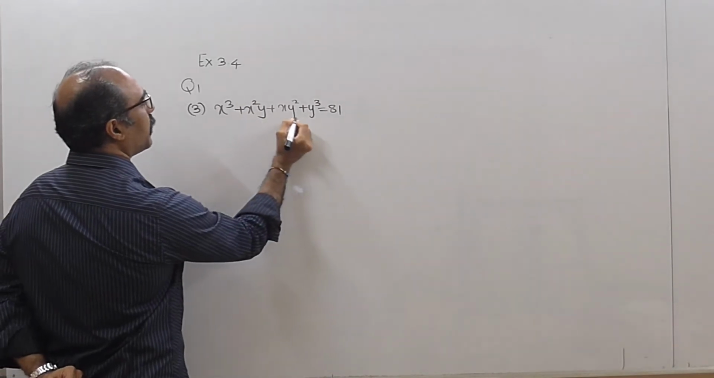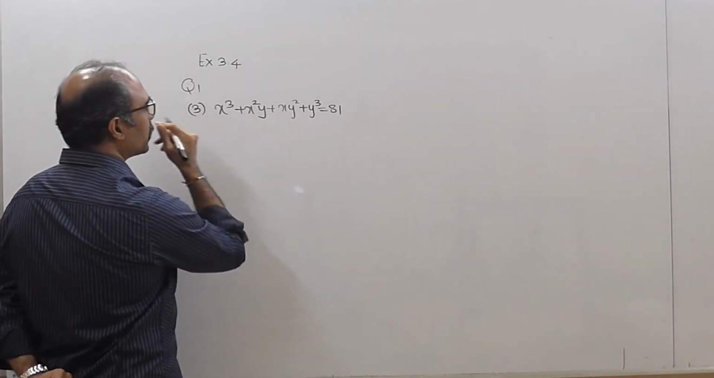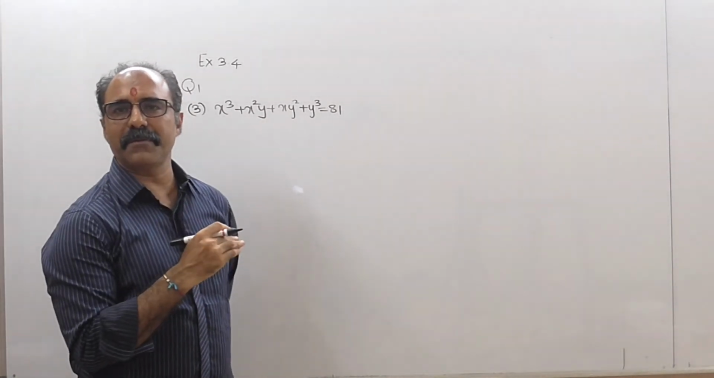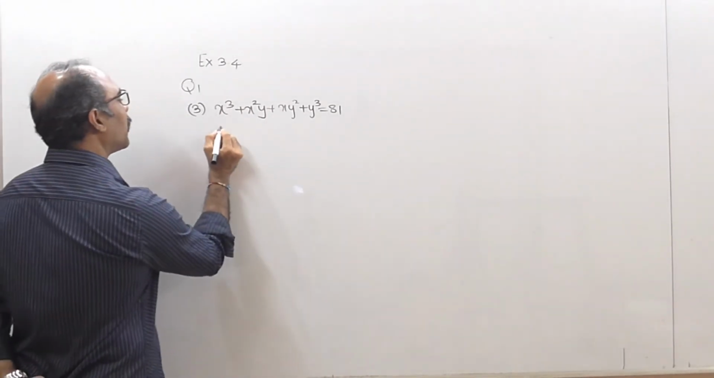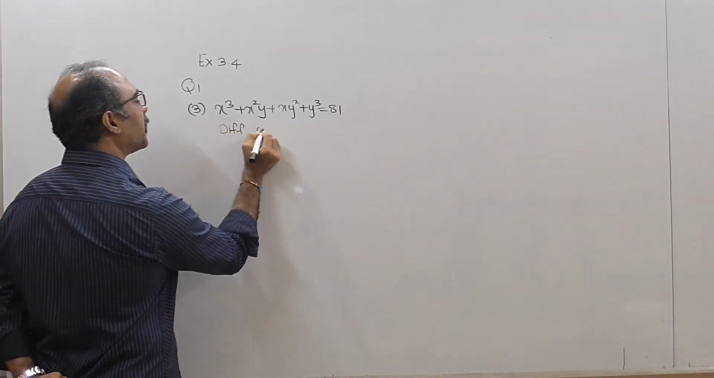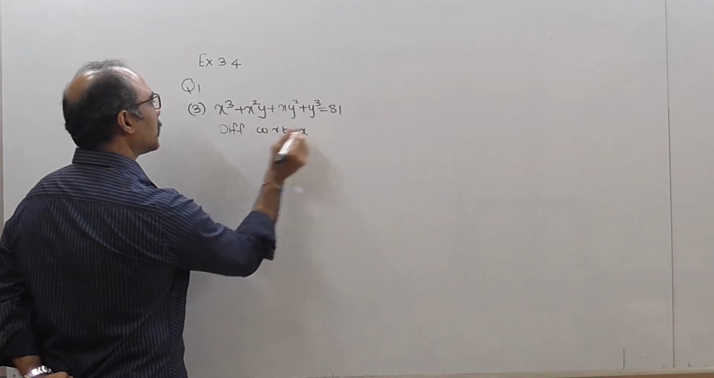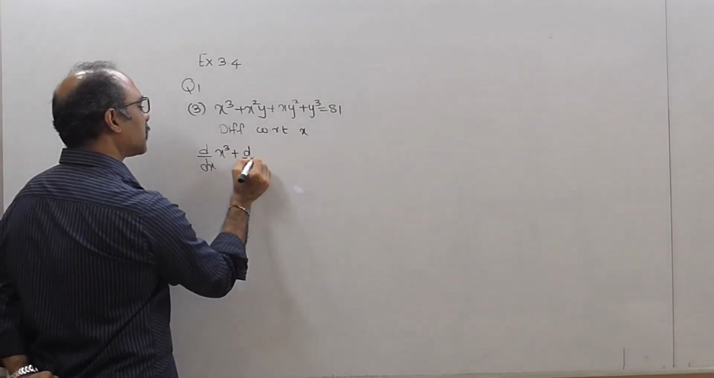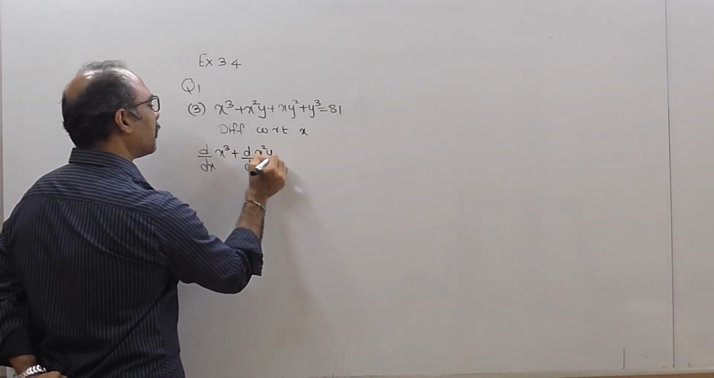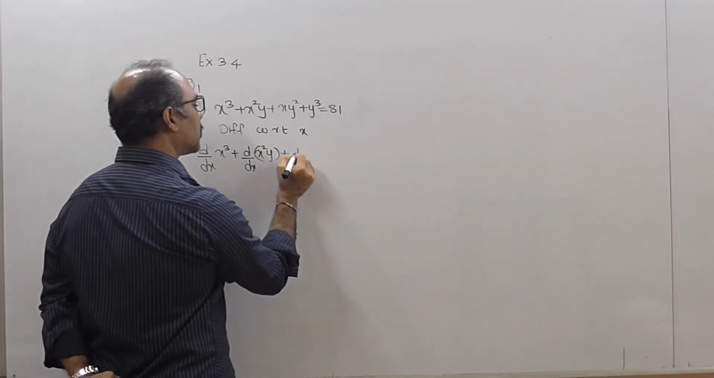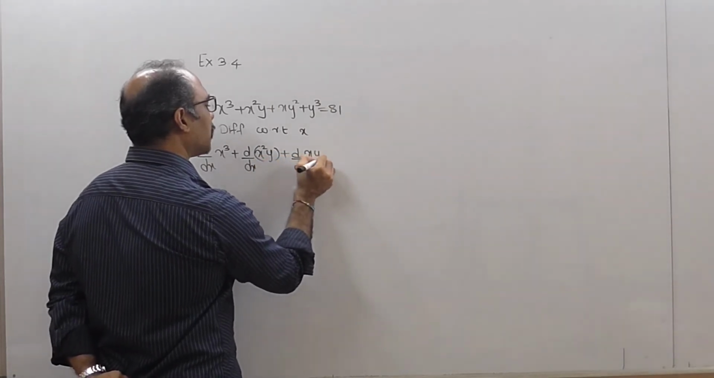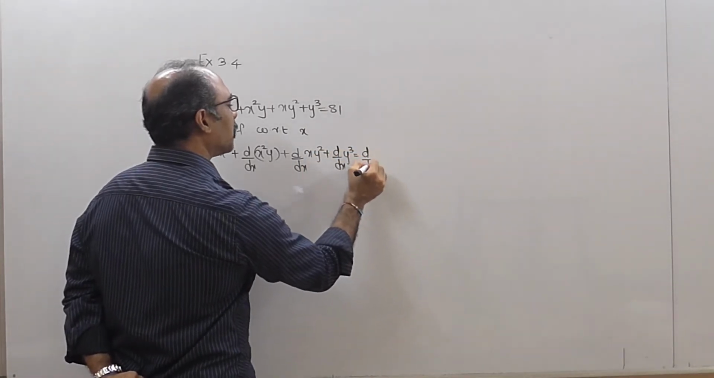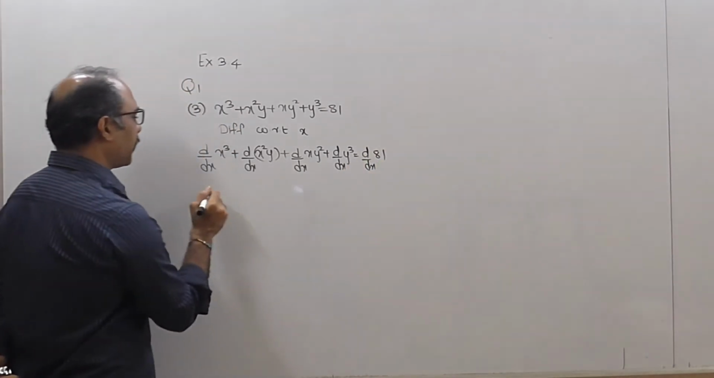x cube plus x square y plus xy square plus y cube equal to 81. It is not possible. No, it is not possible. It is a difficult thing to segregate y terms and then frame the sum as y equal to. Rather than that, you can directly go for differentiating with respect to x. So you get this as d by dx of x cube plus d by dx of x square y plus d by dx of xy square plus d by dx of y cube equal to d by dx of 81.